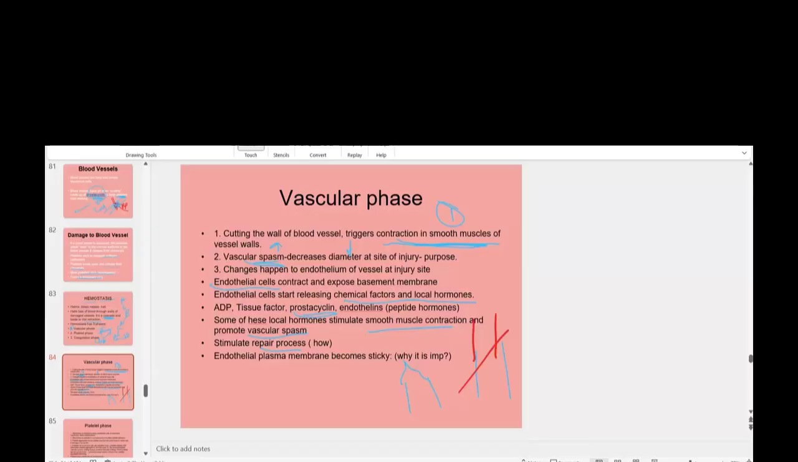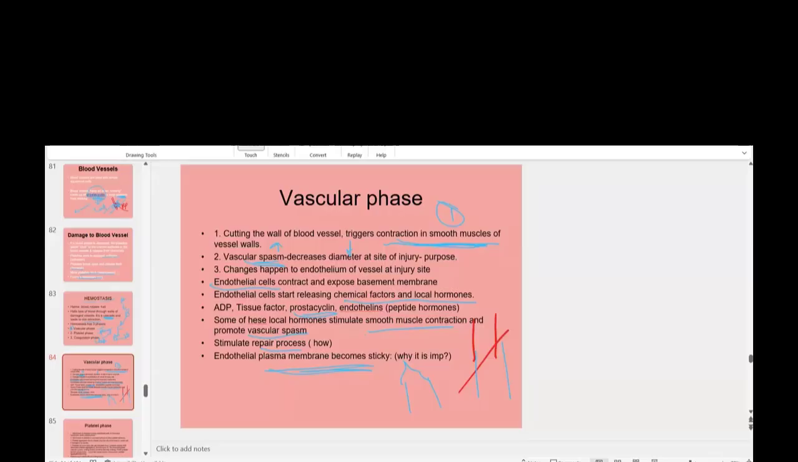So now to replenish those cells back, there will be differentiation and division of the cells. And endothelial plasma membranes become sticky. And why is it important? It becomes sticky because it's going to attract more endothelial cells to come and aggregate there. And it will attract the platelets to come and stick over there so that they can form a platelet plug.